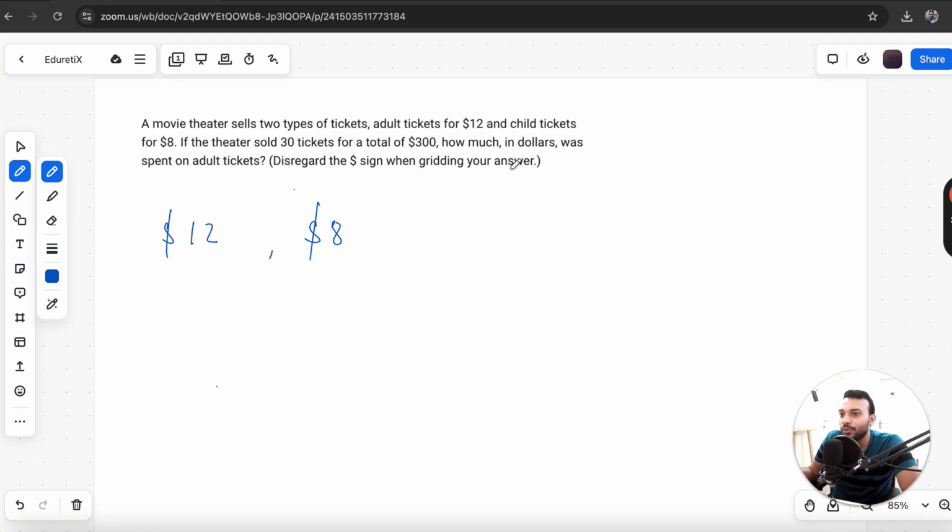As we can see, there are two variables, adult and child. So let's say adult is y, child is x. So then the first equation would be total number of tickets, x child tickets plus y adult tickets, is equal to 30. That's given to us. And then adult ticket costs $12 a piece. So 12y plus child tickets $8 a piece, 8x is equal to 300. And head immediately to DESMOS to solve these equations.